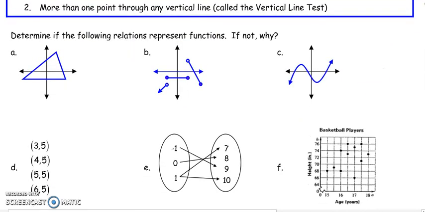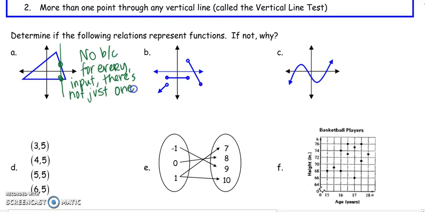And let's talk about that down here. Determine if the following relations represent functions, and if not, why. So you can say here, when I have this number, I don't know what it is. Let's say it's 3. I've got an output here of, let's say, 2, and an output here of, let's say, -1. No, because for every input, there's not just one output. All right? Some people also say doesn't pass the vertical line test. Okay, so you can say doesn't pass the vertical line test, but understand that means for every input, there's not always just one output.